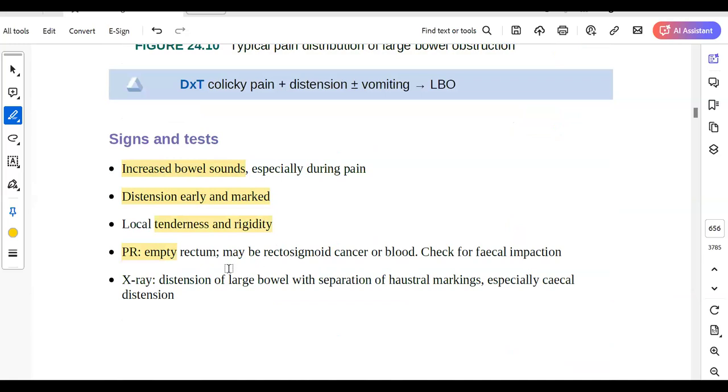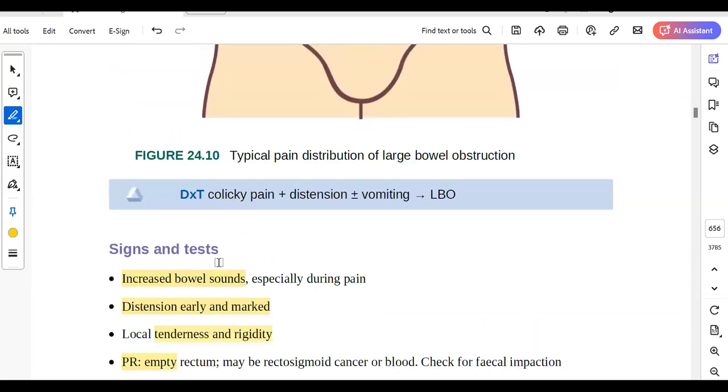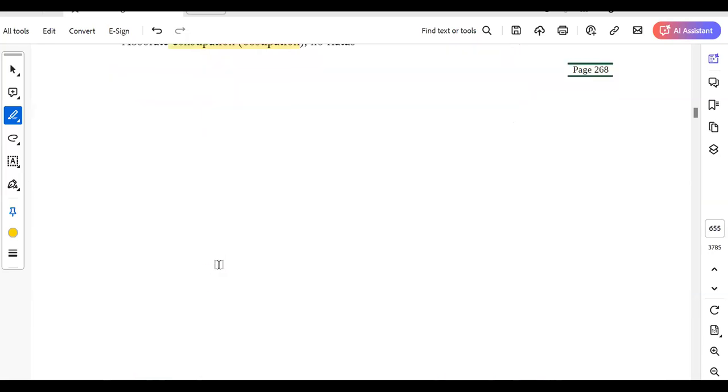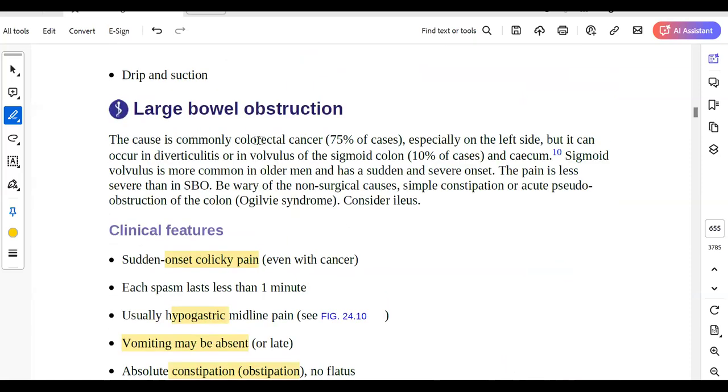And again, if you suspect large bowel obstruction, your initial investigation will be X-ray. So what are the causes of large bowel obstruction? The most common cause, especially in middle-aged and elderly, in 75% of cases, is colorectal cancer. So if there is a patient with large bowel obstruction, your first thinking should be that there might be a cancer which is causing this obstruction.